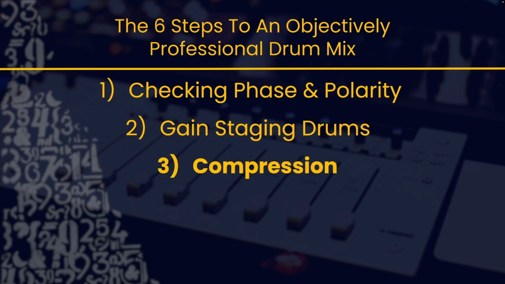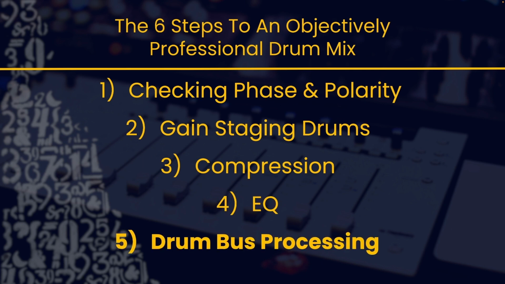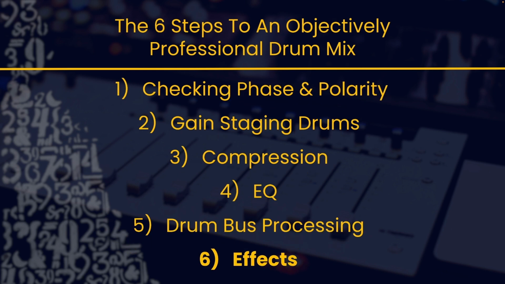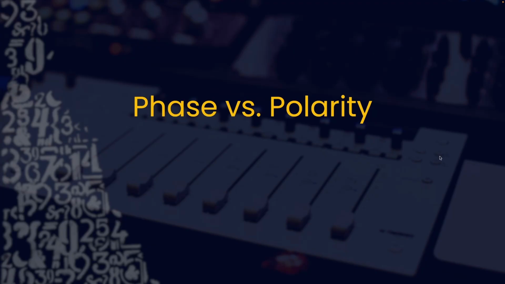We're gonna be using compression to control our drums dynamics and make them awesome and punchy and powerful and all those good traits. We're gonna be using EQ to clean up our drums and obviously make them punch and cut through the mix well. 5 is we're gonna be talking about drum bus processing, how to process your drum bus so that it always sounds pro. And then also number 6 is effects, how to use effects effectively in your drums to get the most out of them.